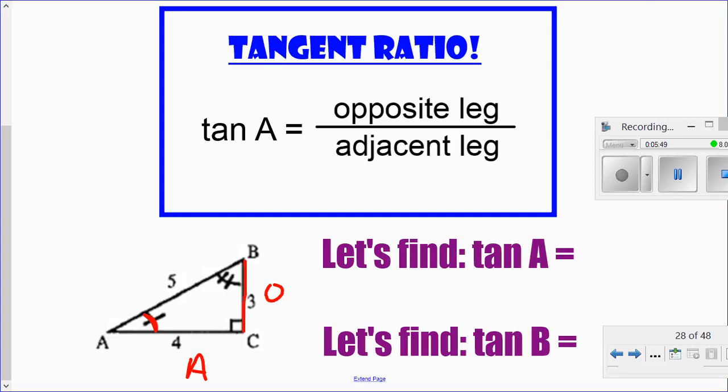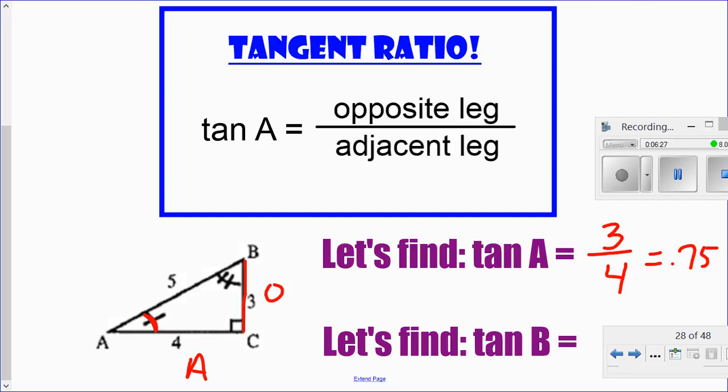So when I'm supposed to find the tangent of A, all I have to do is write the ratio. On the top, in the numerator, I put the opposite, which we just labeled in our diagram. That's the 3 length, so I'm going to write 3 on the top. And in the denominator, that's the adjacent leg, which we labeled as 4. So the ratio of side lengths for the tangent of angle A is 3/4 or 0.75.